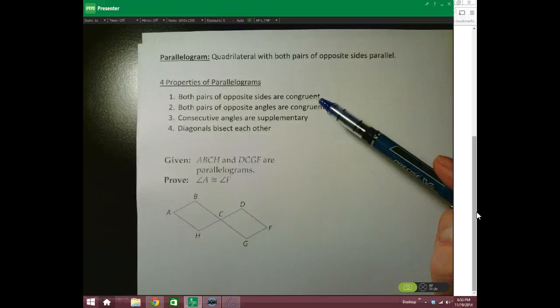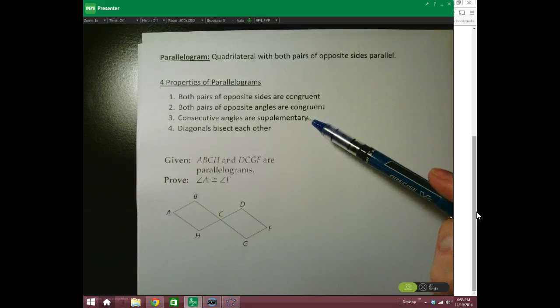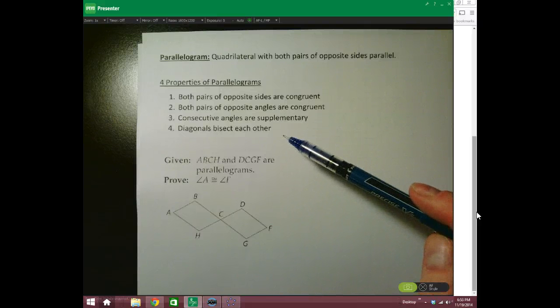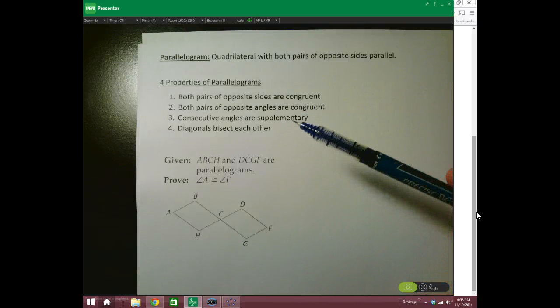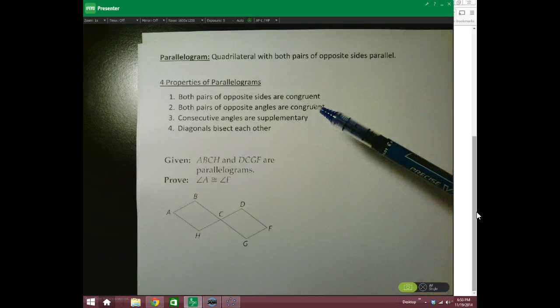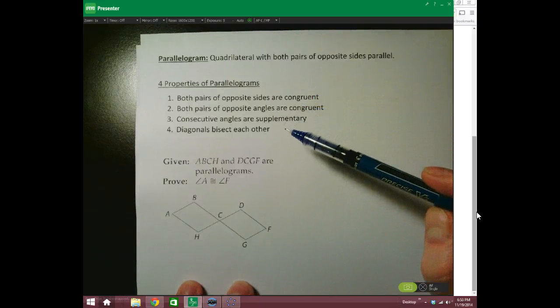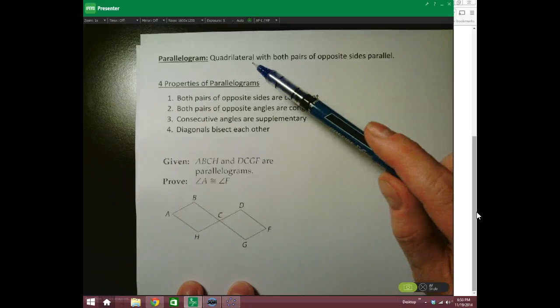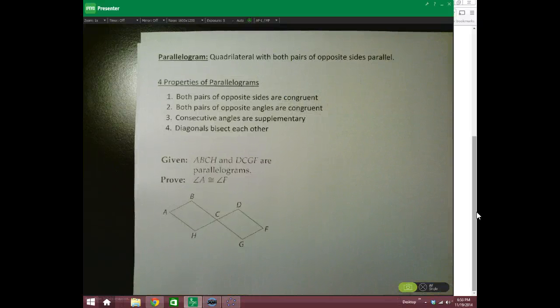Now there are four properties for parallelograms. One, both pairs of opposite sides are congruent. Two, both pairs of opposite angles are congruent. Three, consecutive angles are supplementary. Four, the diagonals bisect each other. Those are the theorems for section 6.2. Again, these are not part of the definition. These are the specific properties for parallelograms. Again, the definition is just a quadrilateral with both pairs of opposite sides parallel, and then these are the four properties.